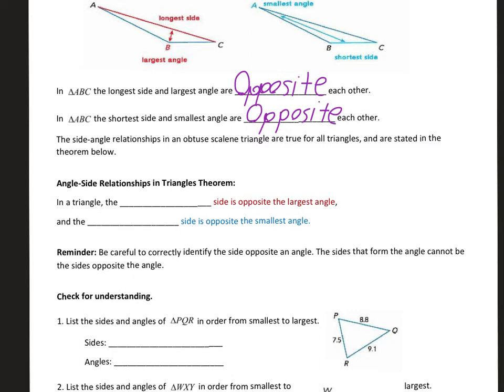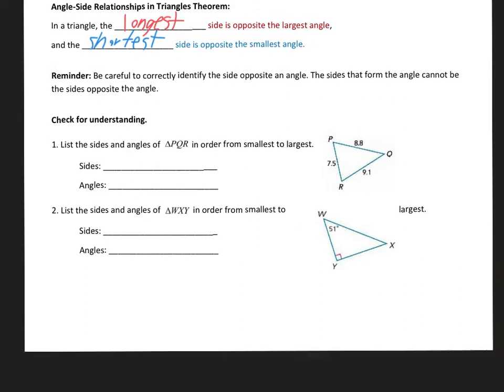In a triangle, any triangle, the longest side is going to be opposite the largest angle, while the shortest side will be opposite the smallest angle. Now remember folks, order matters. The sides that form the angle cannot be the sides that are opposite the angle. So let's take a look at some practice problems.